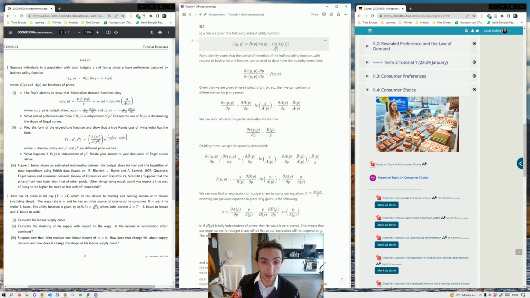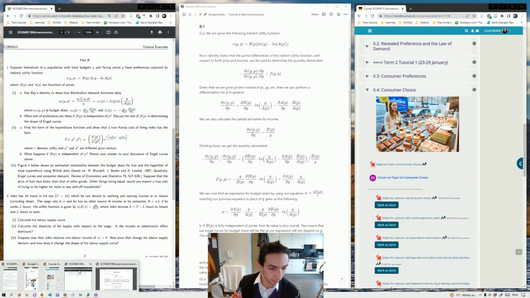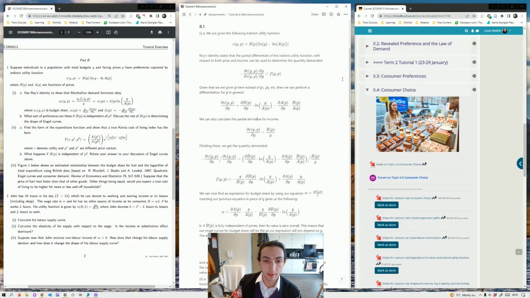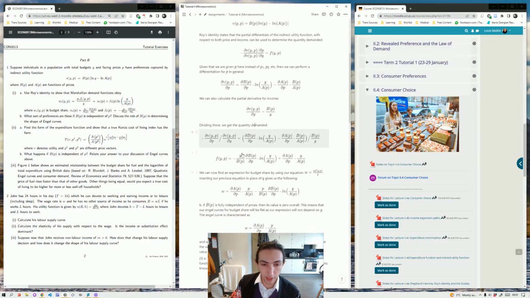Of course, only ln Y contains income, so we just derive that, and we get B(P) over Y. Now, if we divide these, making sure the negative sign is at the front, because as we saw from this, the negative sign has to be at the front, we get this expression. Now, this is essentially the Marshallian demand.